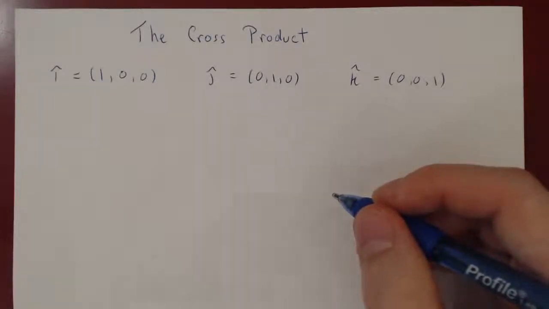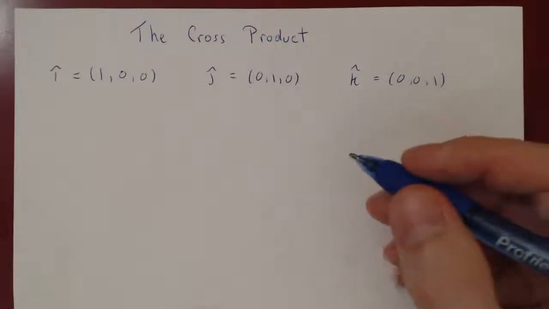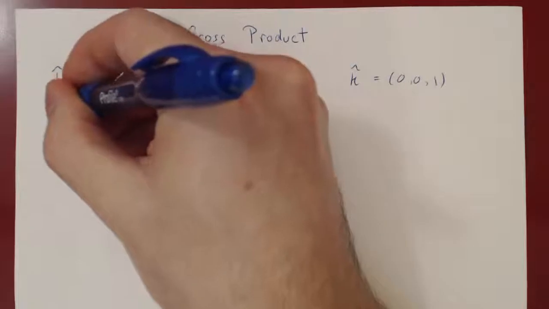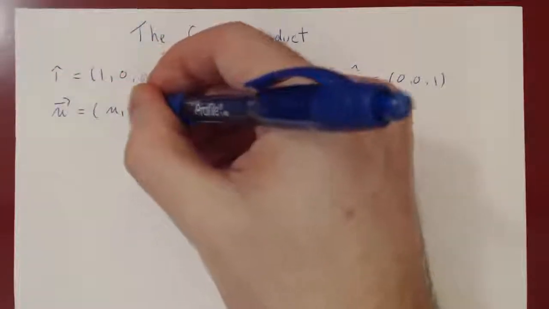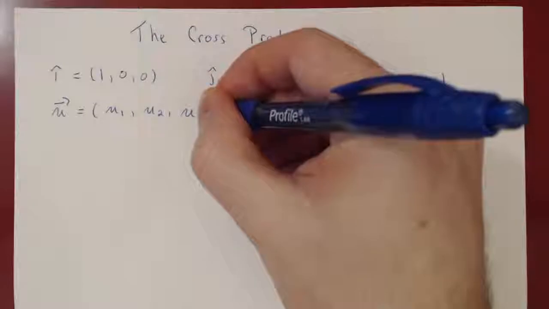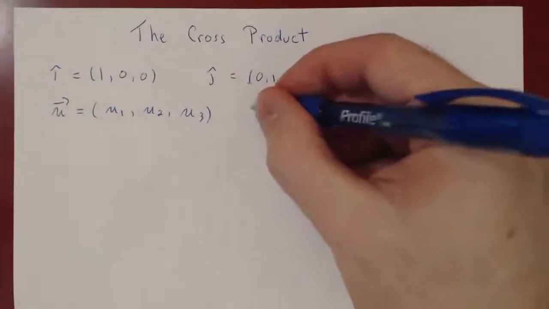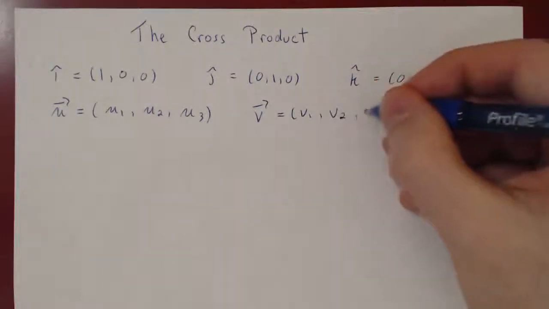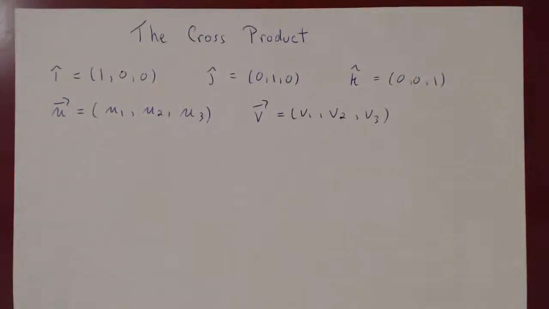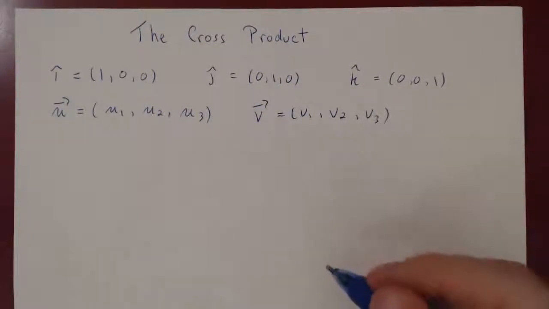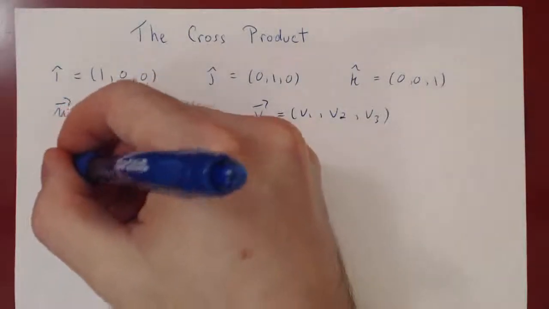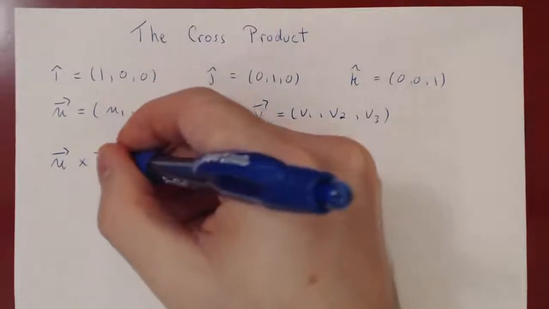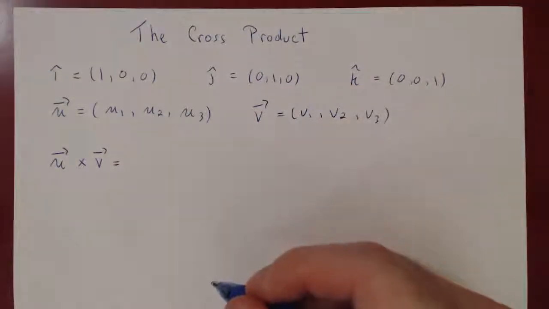So suppose we have two vectors in R3, say u and v. Here's how we define and denote the cross product. Suppose vector u has coordinates u1, u2, u3, and vector v, also in R3, has coordinates v1, v2, and v3. The cross product is denoted by u cross v, and the way it's written down is as a determinant.